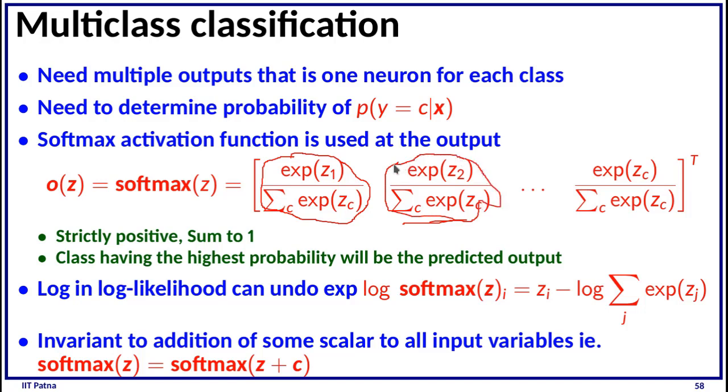If it predicts this correctly, effectively this value will be close to zero, because the log and exponential get nullified in this operation. But if I have a wrong prediction, then this value will actually be high, which you can show mathematically: if I have a wrong prediction, then this value and this value will be different. Also, this expression has the advantage that it's invariant to the addition of some scalar.